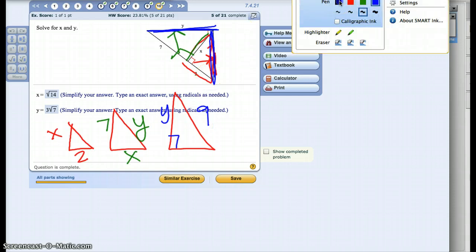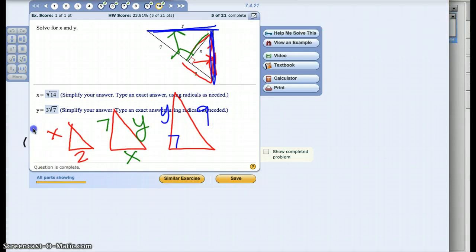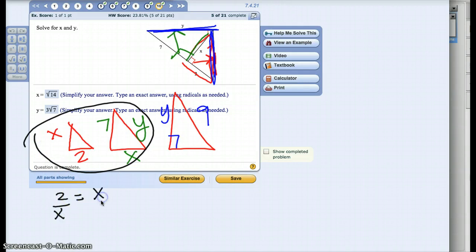So if I'm going to go ahead and find x, I'm looking at these two triangles, and I'm going to choose to do 2 over x equals x over 7. So I went from the short side to the tall side. Short, tall, short, tall. So when I cross multiply, I got x squared equals 14.